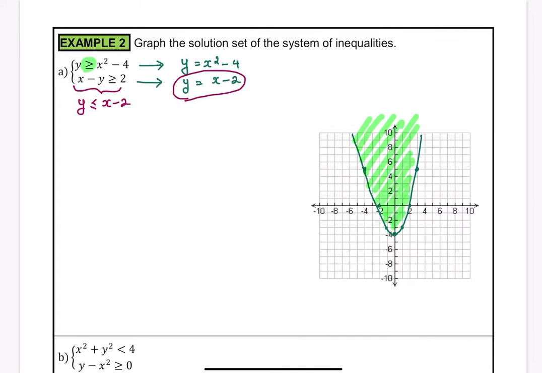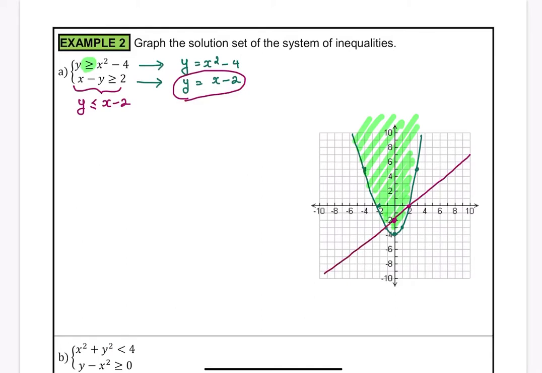So let's take a look at y equal to x minus 2. When x is equal to 0, y is minus 2, so it's right here. When x is equal to 2, y is equal to 0, so it's going to be right here. So this is this particular line right there, and I'm just extending it.